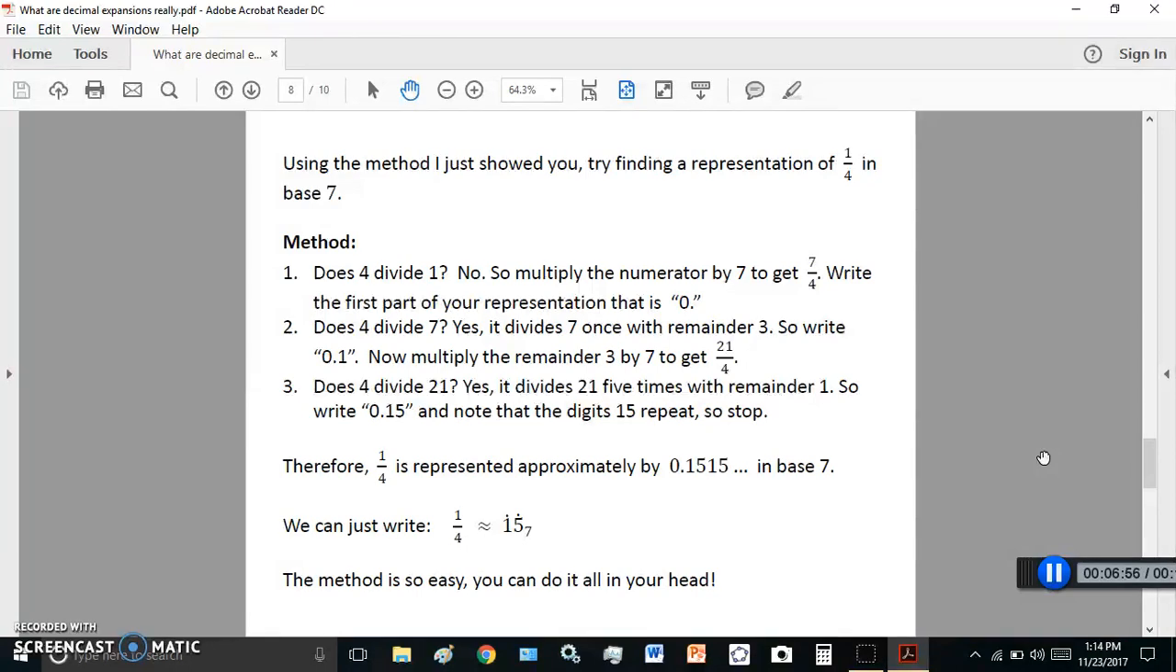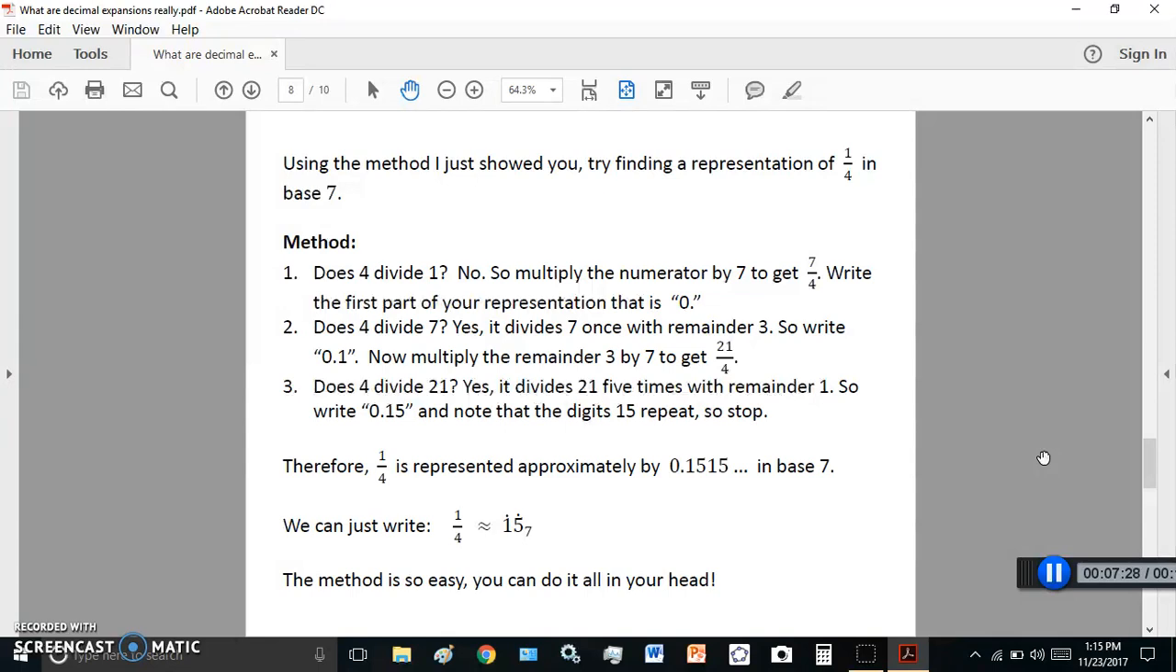And again, does 4 divide 21? Yes, it divides 21 5 times with the remainder 1. So write 0.15 and note that the digits 1, 5 repeat. So stop. Now, what you do in base 10 is exactly the same thing. If you had a quarter, you'd multiply by 10. And you'd say, well, does 4 divide 10? Yes, 2 times. How much is left? 2. Multiply 2 by 10. You have 20. Does 4 divide 20? Yes, 5 times. And that's how you get it in base 10, isn't it?